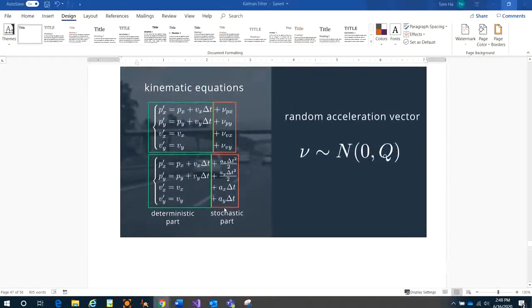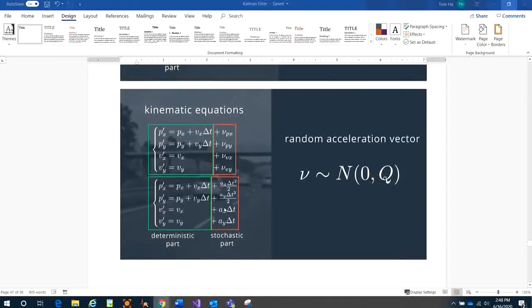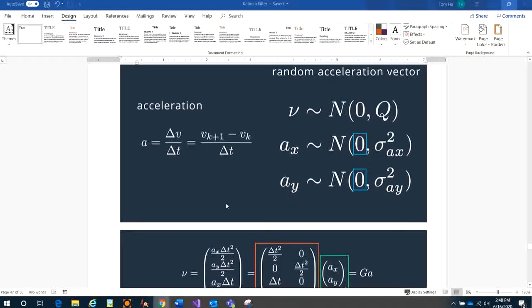Think about it: if the time delta t between the two new observations is long, there is more uncertainty, right? If it's a short time, it's low uncertainty, right? So the delta t and the acceleration, the two important things, impact the noise, right? So we have this part. So look at this one. You can see the random acceleration vector, the mu right here.